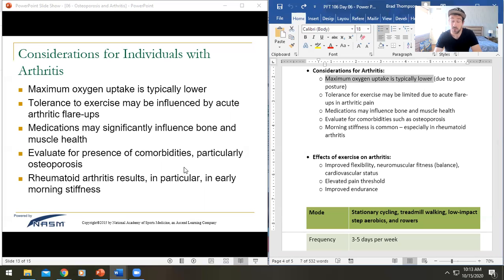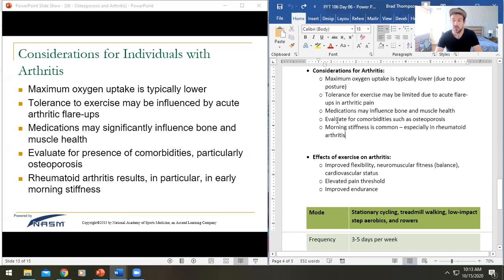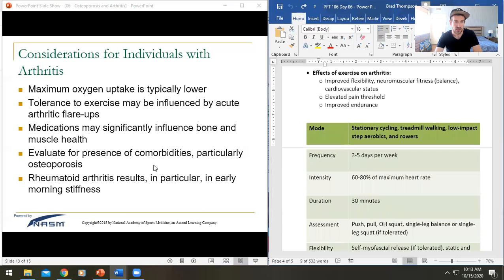Look for comorbidities, particularly osteoporosis. A lot of times these two are commonly linked together. You start to see somebody deal with arthritis, so then they have stiffness and pain. They stop moving as much. Guess what? When you stop moving as much, you end up reducing your bone density. So make sure you're screening. If they say they have arthritis, ask, hey, have you talked to your doctor about osteoporosis as well? Yeah, be careful with that morning stiffness, especially in rheumatoid arthritis.